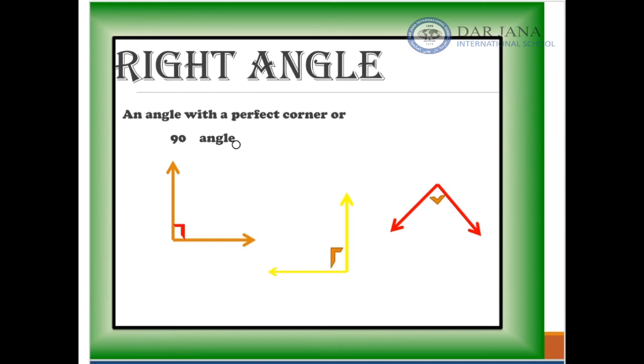It is formed by two rays that have an L shape, and the angle between them forms a perfect corner. Okay, so here I can make a perfect corner, a perfect square. So a right angle is a square corner and it's a 90 degrees angle, and the two rays form an L shape.